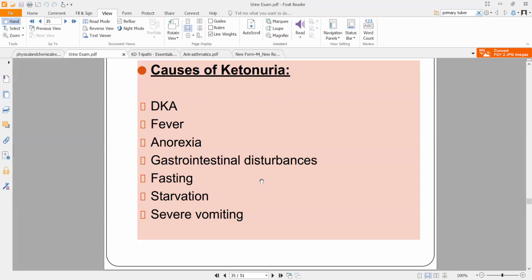Now, what causes ketones in urine? The primary cause is diabetic ketoacidosis. Diabetic ketoacidosis is a complication of diabetes, wherein glucose is present, but it is not used by your body.